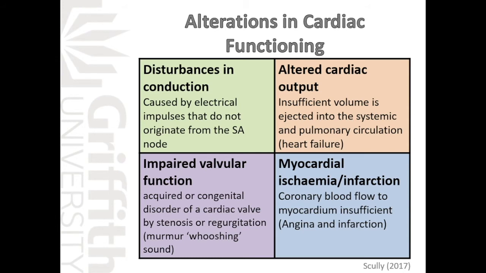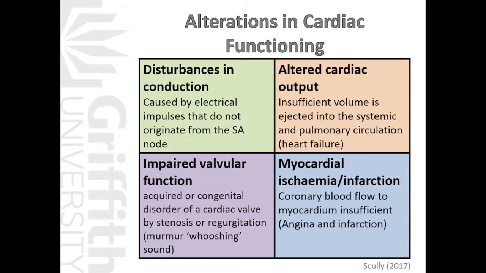Now the problem with a disturbance in conduction and the heart beating too fast is that might have an effect on the cardiac output. So in supraventricular tachycardia, if your heart is beating 200 beats a minute, it means that your heart isn't able to refill adequately, and therefore when it contracts and when it ejects blood into the circulatory system, there isn't enough there that's needed, which may cause heart failure if, again, left untreated.